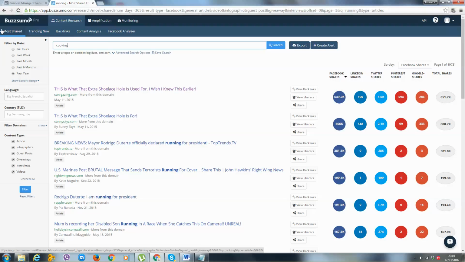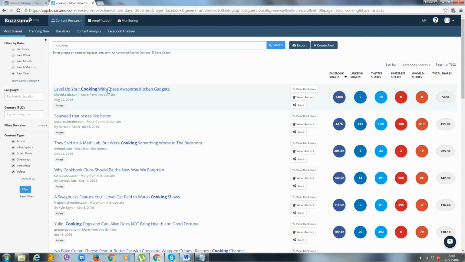Let's move on to a different topic. Let's type in cooking. Level up your cooking with these awesome kitchen gadgets. This is very, very broad. Well, there's the keyword. Your keyword is cooking, but cooking is going to be a massive audience on Facebook. Break it down. You target Gordon Ramsay.